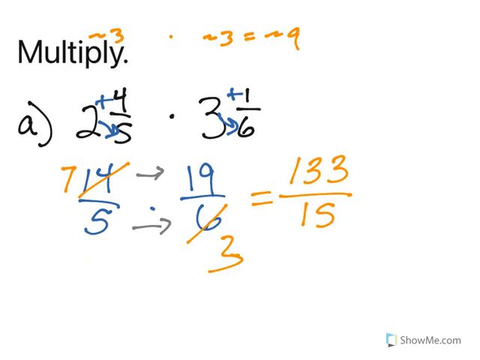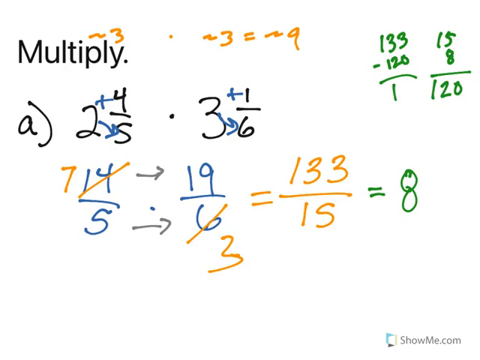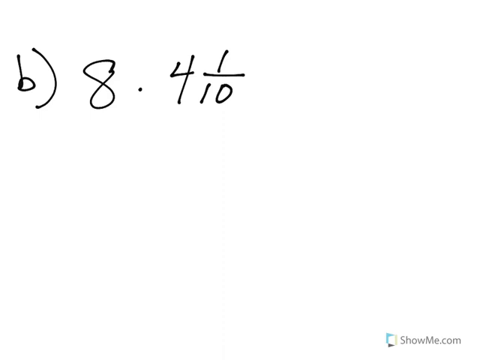When you think about this, if we started as a mixed number, maybe we should end as a mixed number. So how many times does 15 go into 133? And that answer is 8. So 15 times 8 is 120. If I had 133 and 120 is taken up by that 8 whole, then I have 13 left over. So as a mixed number, my answer would be 8 and 13/15, which you can see is very close to 9. Let's do a couple more.